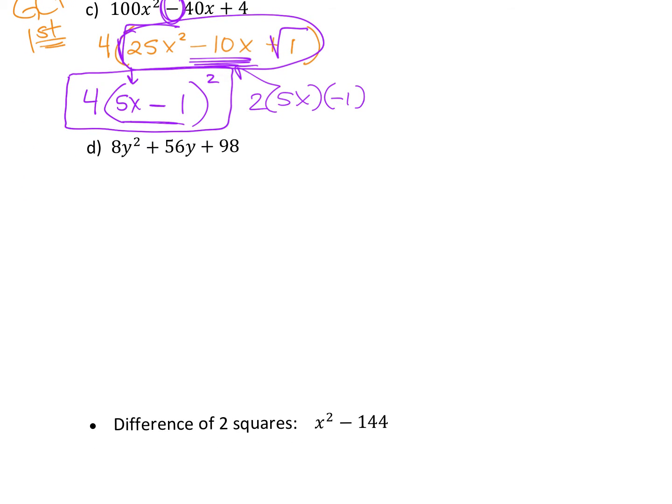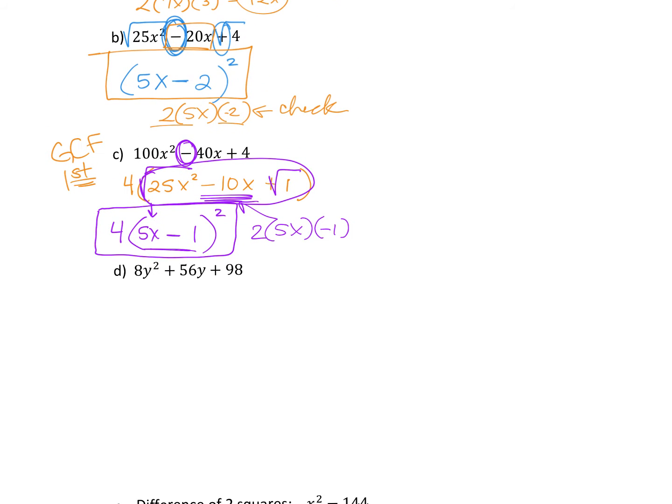All right. Why don't you try letter D? GCF first, right? I was confused how you got the 5x. So we're taking the square root of the first term. So 25x squared. If I square root 25x squared, the square root of 25 is 5. The square root of x squared is x. Oh, okay. That makes sense? Thank you. You're welcome. All right, try letter D. See how you do there.